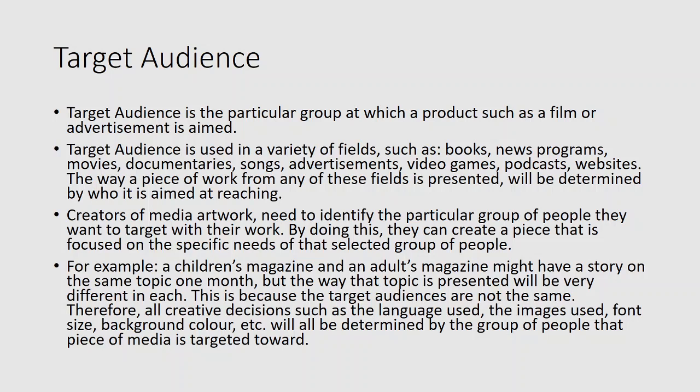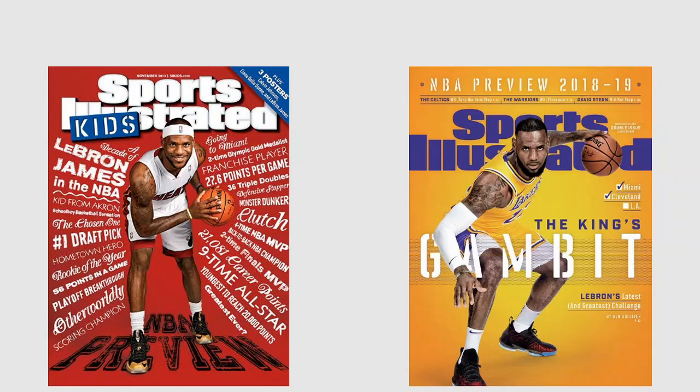Therefore, all creative decisions such as the language used, the images, the font size, the colors of the backgrounds, etc. will all be determined by the group of people that piece of media is targeted towards. Here we have two examples, both sports magazines, both covering the same topic, an issue relating to a basketballer, LeBron James. On the left side we have a kids magazine, and on the right side we have an adults magazine. So the target audiences are different.